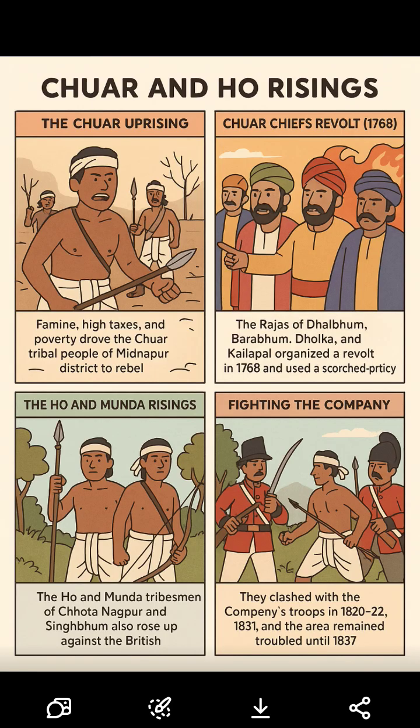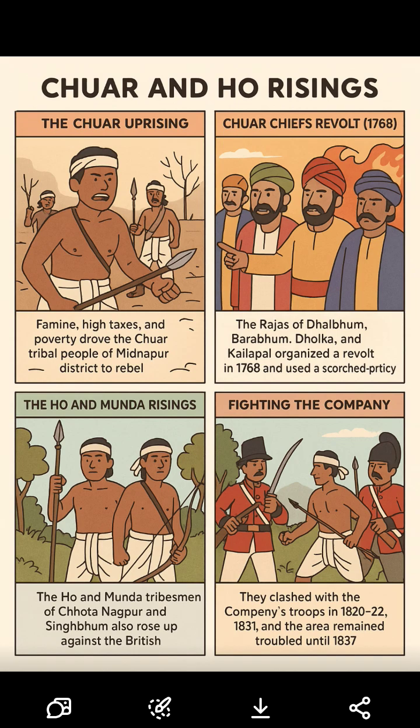2. High taxes and forced labour. British and zamindars imposed heavy taxes. Tribals were often forced into begar, unpaid forced labour. 3. Disrespect to tribal systems. The traditional tribal headmen called Mankis and Mundas were ignored or replaced. British officers treated tribal people as uncivilized and inferior.